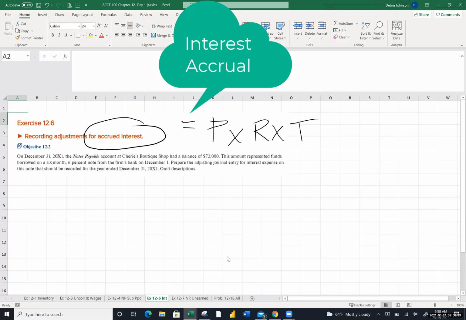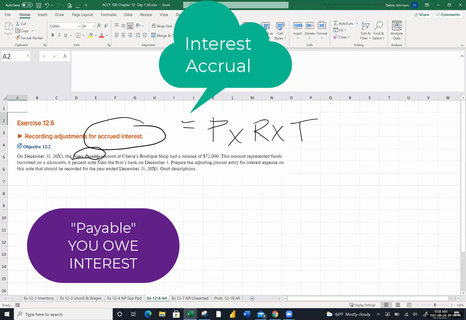In this case, it says we are the ones that owe the money because we have a note payable on our books. They might have bought a car, piece of equipment, something. They have a note payable, which is a formal written promise to pay, kind of like an IOU, of $72,000. So that's the principal. So in my formula here, I'm going to have 72,000. So we got to keep reading to find out what the interest rate is. It says the amount represented funds borrowed on a 6-month 6% note.